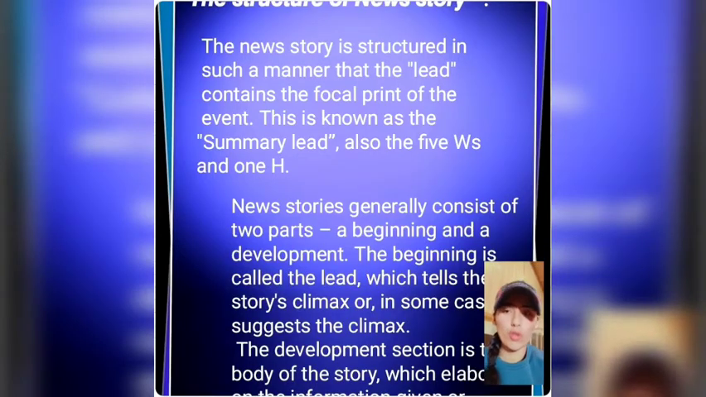Structure of a news story. The news story is structured in such a manner that the lead contains the focal point of the event. This is also known as the summary lead and also the 5 W's and 1 H. News stories generally consist of two parts, a beginning and a development. The beginning is called the lead, which tells the story climax or in some cases suggests the climax. The development section is the body of the story, which elaborates on the information given or suggested in the lead.